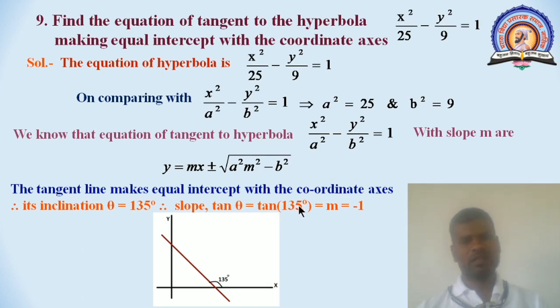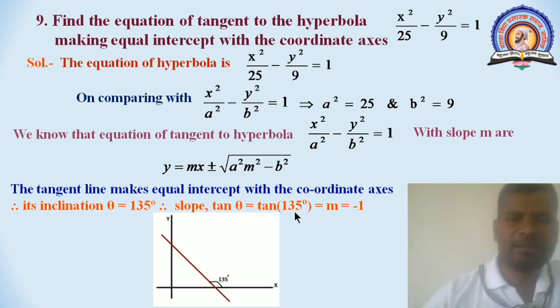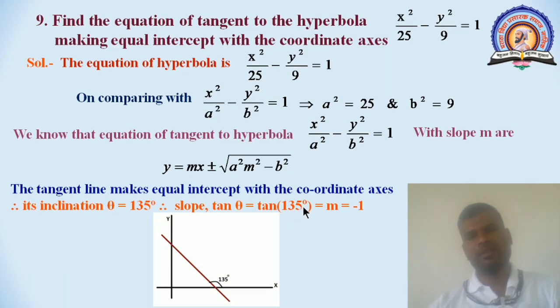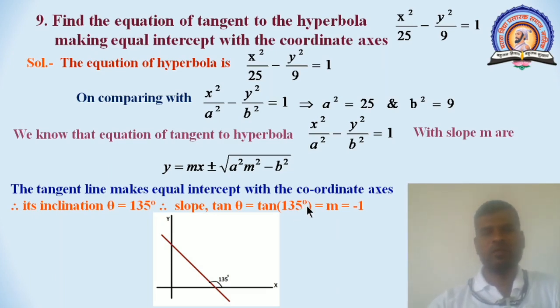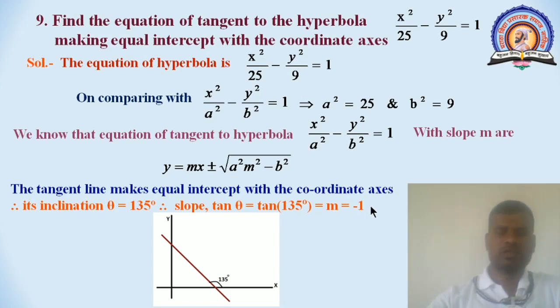So tan 135 can be split as 90 plus 45. Tan of 90 plus 45 is minus cot 45. It lies in the second quadrant. The 135 degree angle goes to the second quadrant and tan is negative in the second quadrant, so the value will be minus 1. So the slope of the line is minus 1.